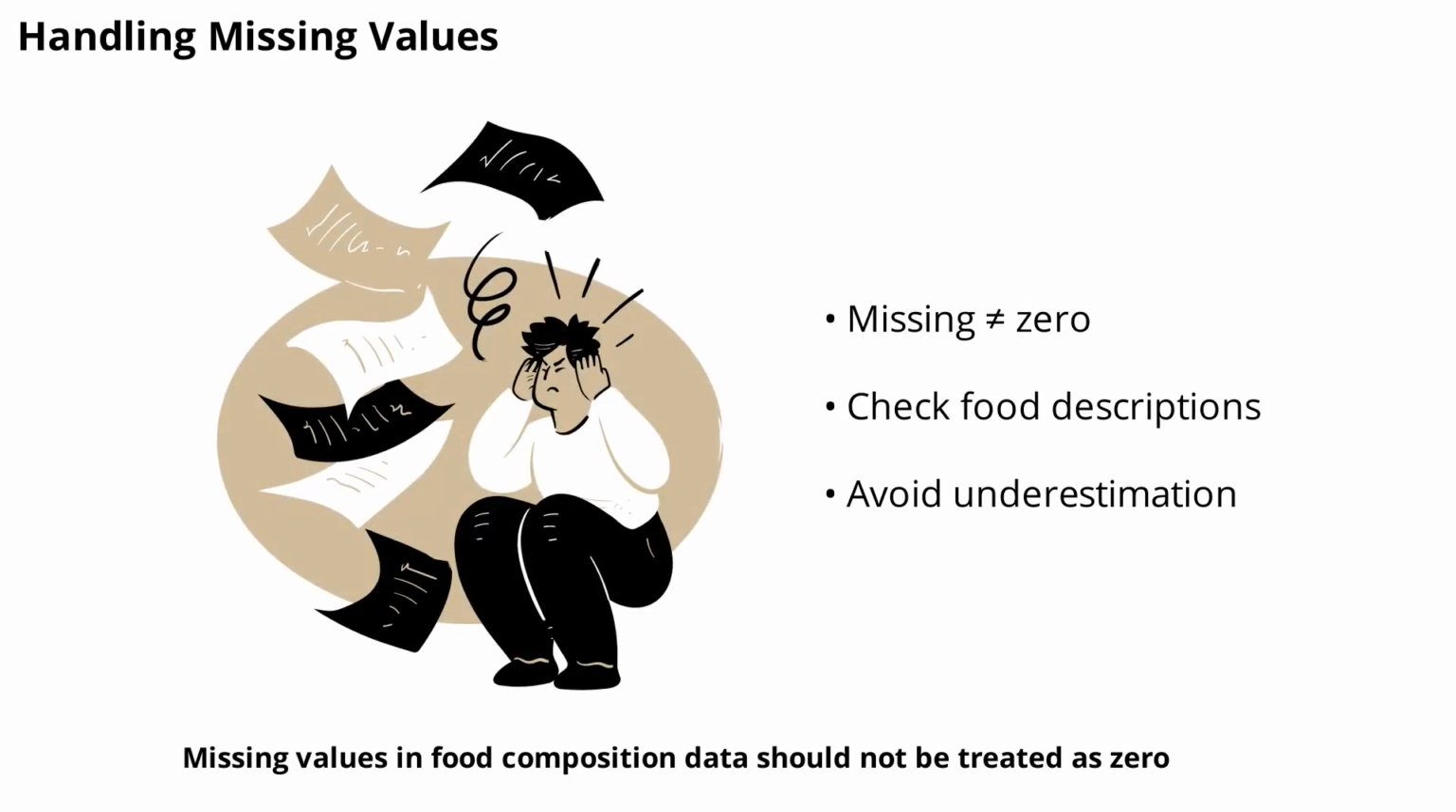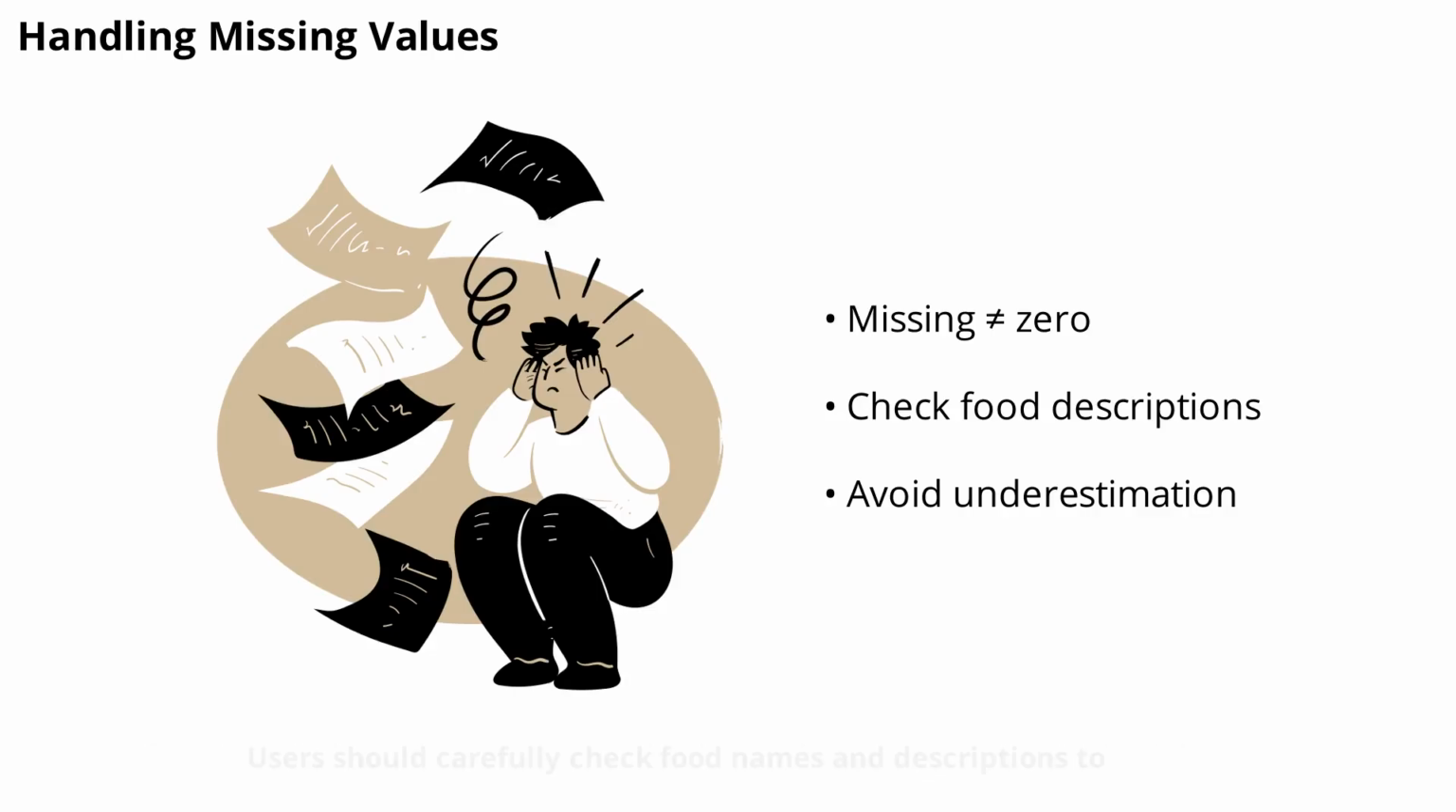Missing values in food composition data should not be treated as zero. While major nutrients are usually reported, some vitamins and minerals may be missing for certain foods. Treating missing values as zero can lead to underestimating nutrient intake. Users should carefully check food names and descriptions to ensure they're using the correct data for their needs.